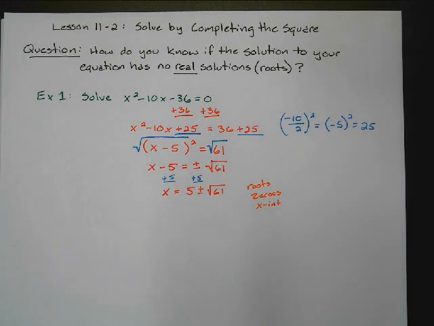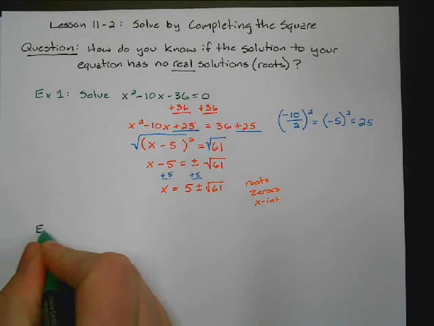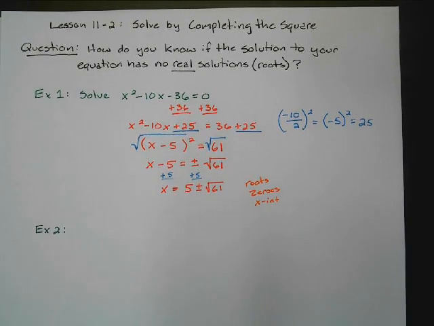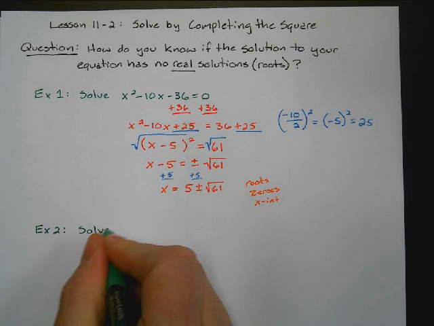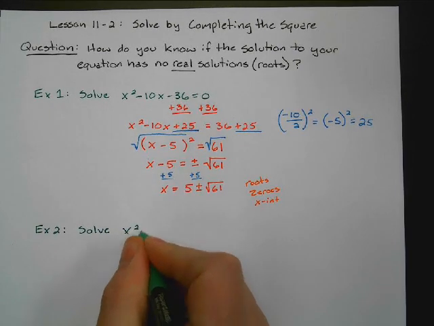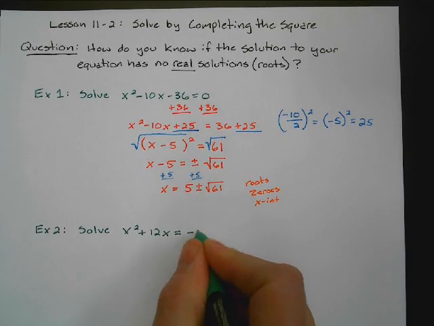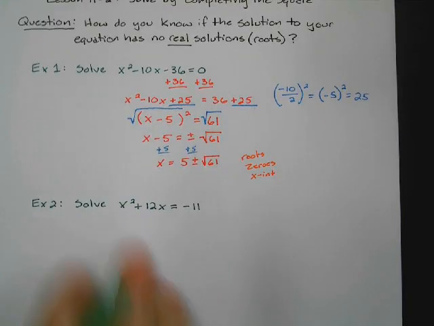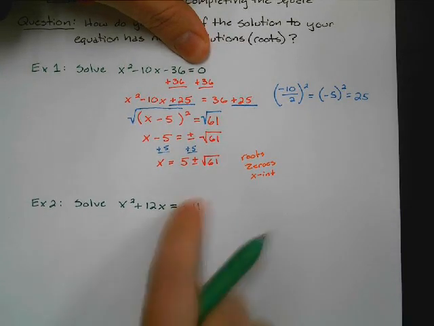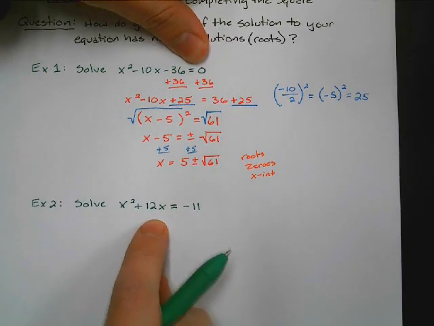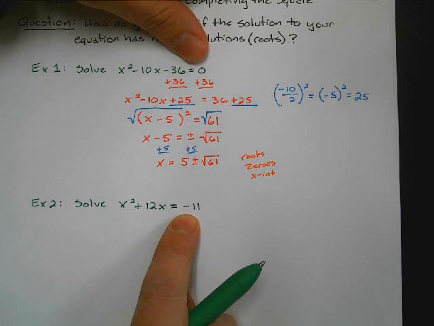All right, example number 2. We're going to solve x squared plus 12x equals negative 11. All right, so there's a little bit of a difference between the last problem. Up here, we started with 0 on this side. Over here, we got negative 11 on this side. All that's happened is the number that was over here already got moved for us. So they already did our first step, which was nice of them.